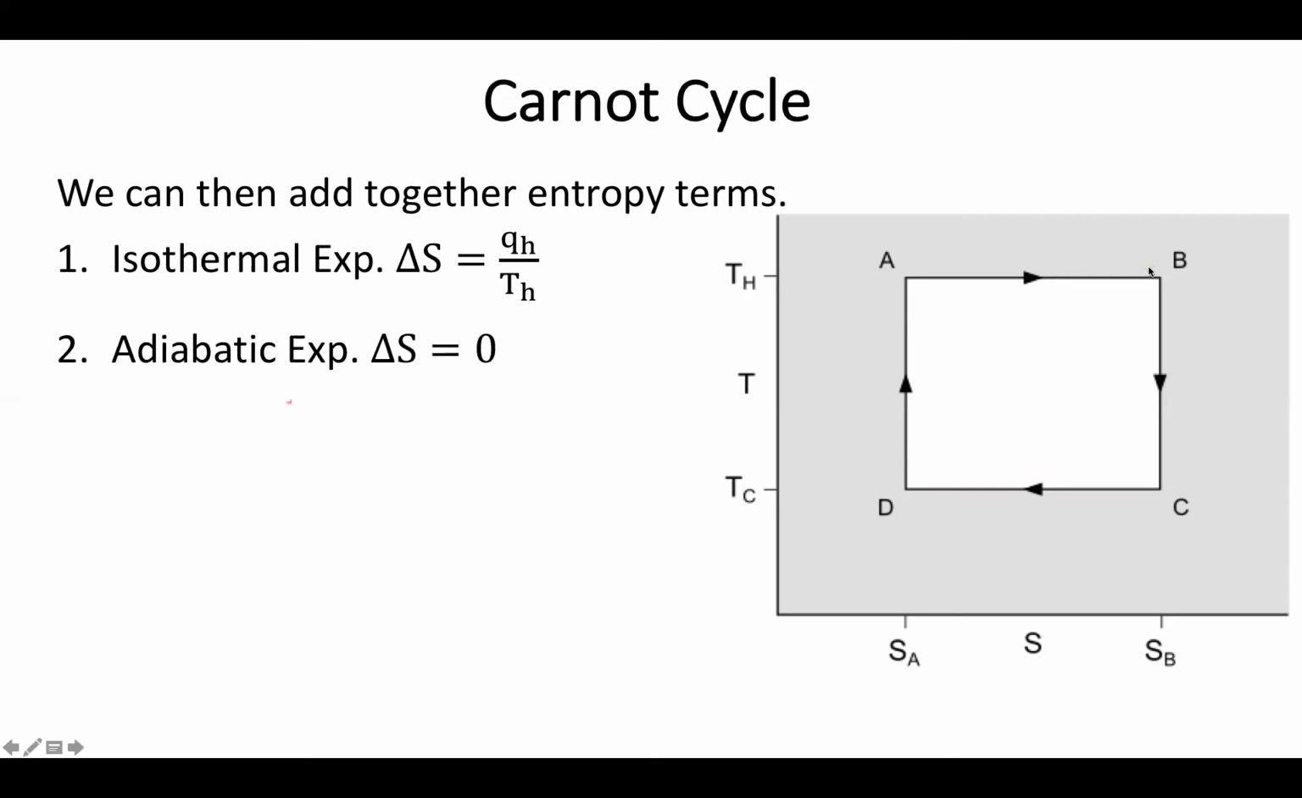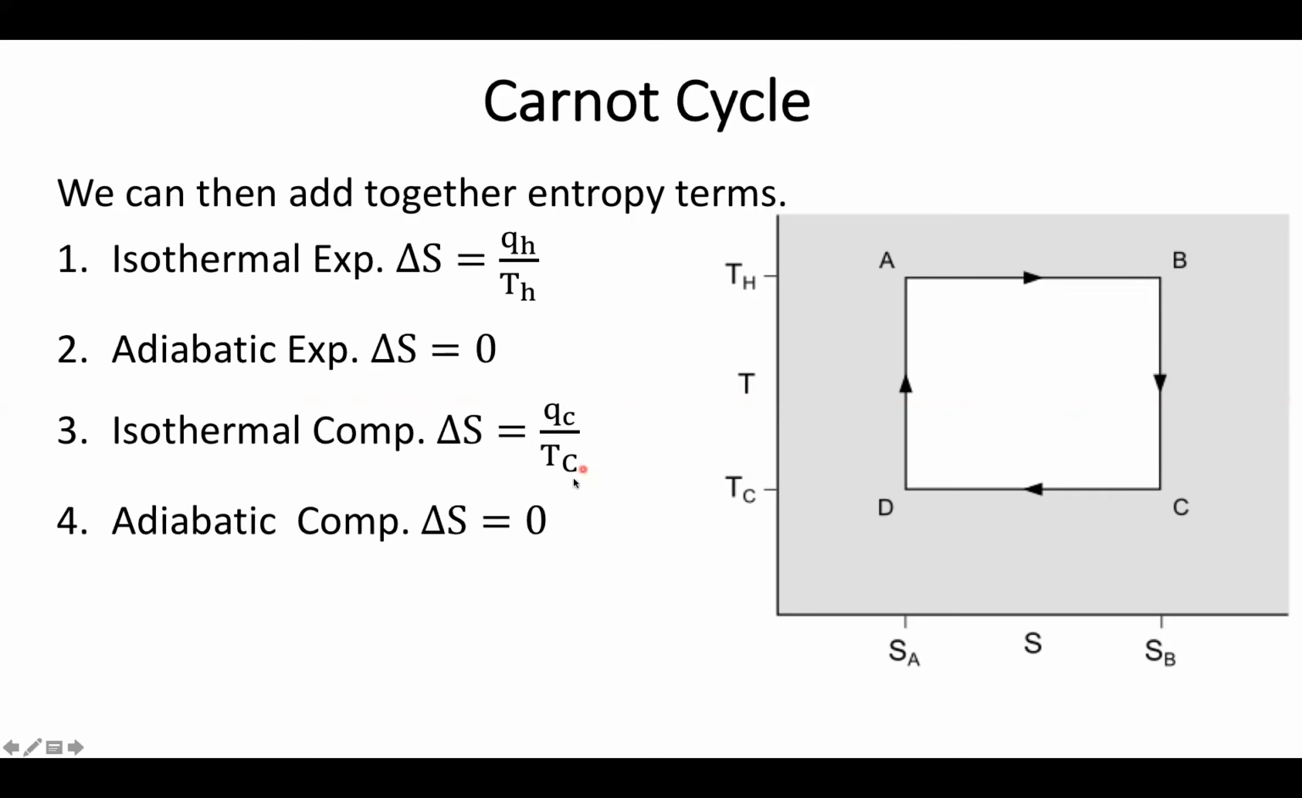Similarly, when I have my adiabatic expansion, I see a reduction in temperature, but no change in entropy. My compression, I'm going to see an ordering of the system, so a reduction in entropy, but no change in temperature. And this is going to be, again, related to the amount of heat that leaves the system. And again, for our adiabatic compression, we're seeing a heating of the system, but no change in entropy.